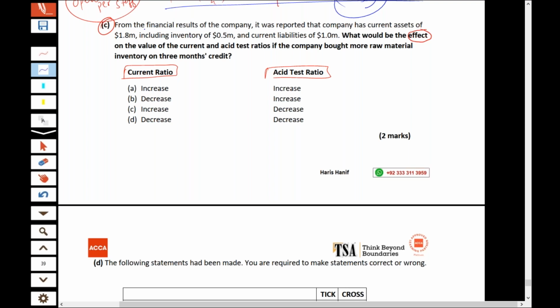Okay. From the financial results of the company, it was reported that the company has current assets of 1.8 million, including inventory of 0.5. That means currently we have current assets of 1.8 and current liabilities of 1. Okay, currently. The question is asking what would be the effect on the value of the current and acid test ratio if the company bought more material on 3 months credit.